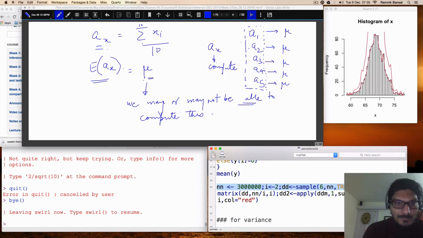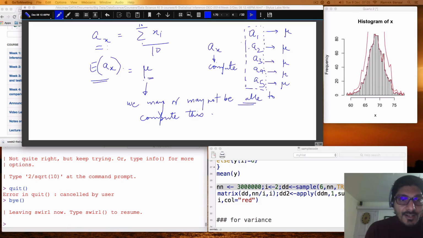Understood, right? What if the probability is not uniform? Will it still be an average? Right. So how do you even compute the average? You compute the average using the probability, right? Isn't it? So it doesn't matter what the probability is. It is the average of those values.